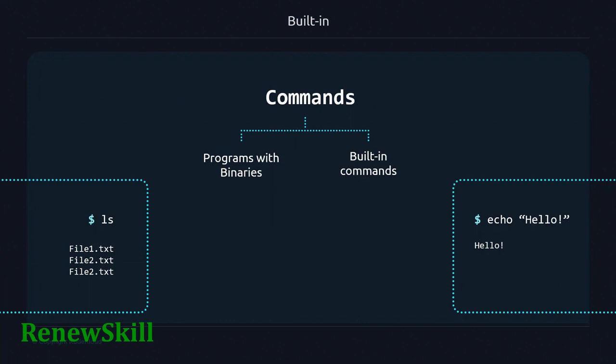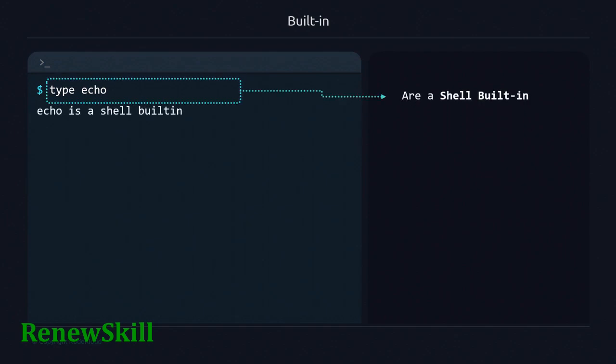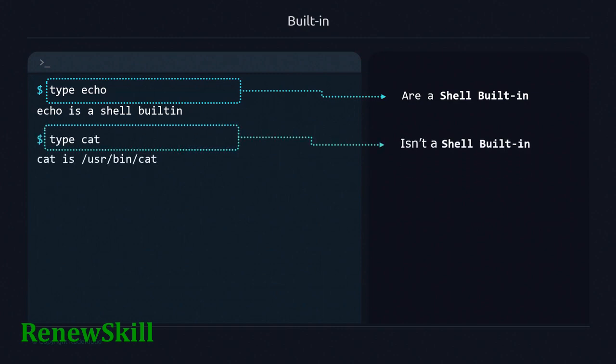To determine if a command is a binary or a built-in command, let's use the type command, which is a built-in command as well. If we use type against the echo command, we get that echo is a shell built-in, whereas a command like cat shows where the executable is located. In this case, it's /usr/bin/cat. So the cat command is not a shell built-in command. Instead, in this sample, cat has an executable binary in /usr/bin that can be executed and which will generate a process ID on invocation.